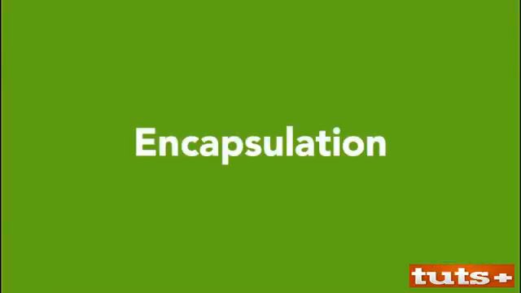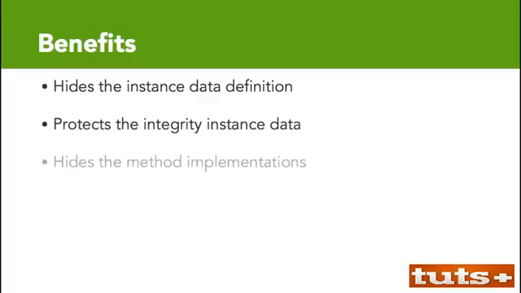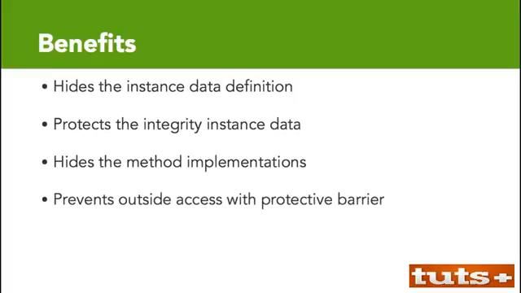Let's take a minute to talk about encapsulation. Encapsulation is one of the benefits of using object-oriented programming languages. It allows the programmer to hide the instance data definitions, as well as protect the integrity of the instance data. It hides the method implementations. This ensures that data structures and operators are used as intended. Encapsulation can be described as a protective barrier that prevents the code and data from being randomly accessed by other code defined outside the class.